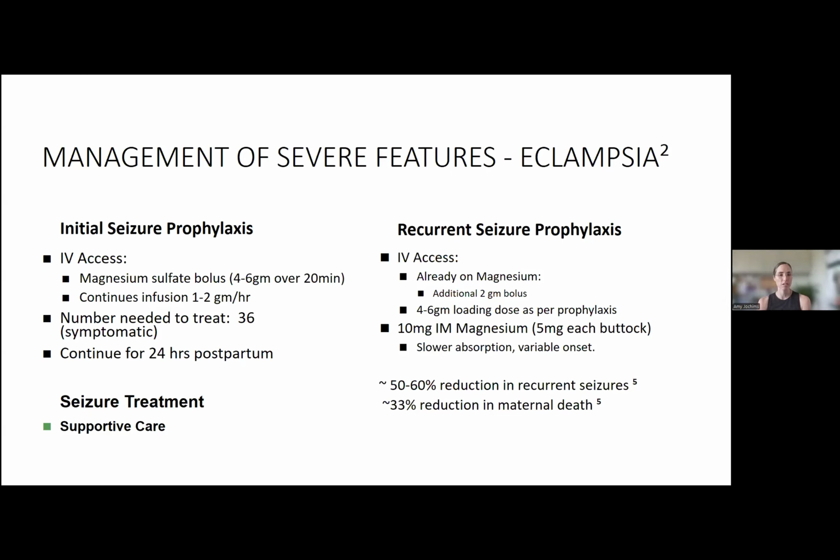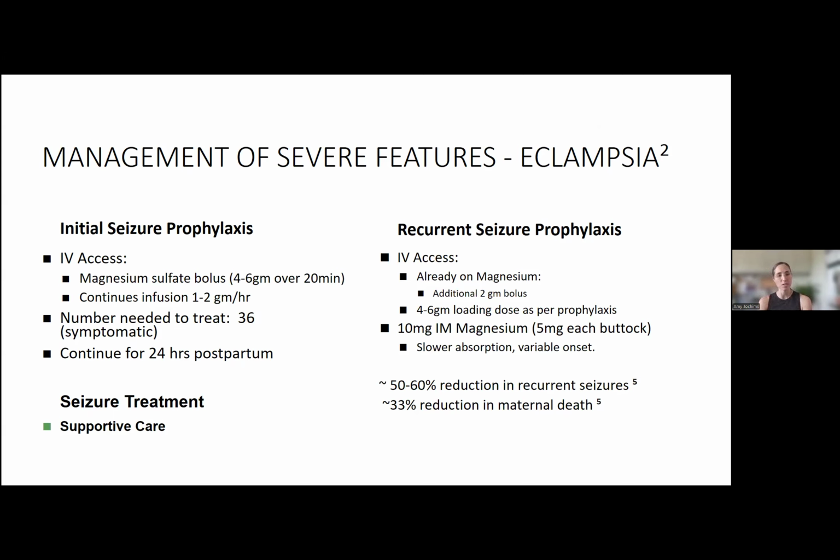Management of severe features, eclampsia. So initial seizure prophylaxis, i.e. preventing the first seizure from happening. So this is when we went back to how do we manage preeclampsia with severe features. We are going to initiate magnesium sulfate. Bolus is 4 to 6 grams. I would say that dosing is typically a little bit weight-based in the sense of using that 6-gram bolus for higher body weights that have a bigger surface area or diffusion area. That initial bolus is given over 20 minutes, and then we're continuing at an infusion of 1 to 2 grams an hour. Number needed to treat symptomatic patients is 36.